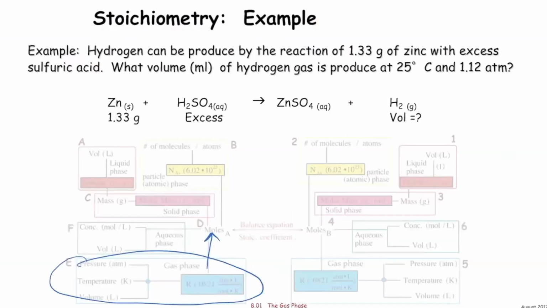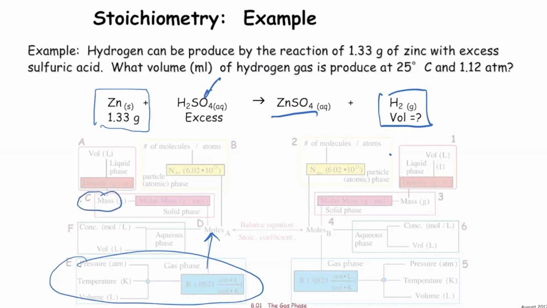This example is: I have 1.33 grams of zinc. I'm going to react it with excess sulfuric acid. I produce zinc sulfate and hydrogen gas. So hydrogen, the gas, is my product. And I'm starting with the mass of a solid. So the mass of a solid is right here. That would be your zinc.